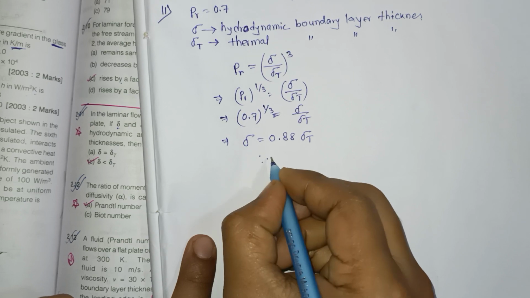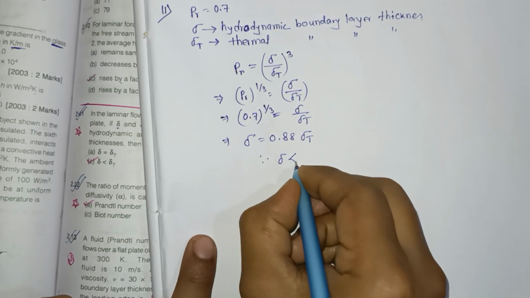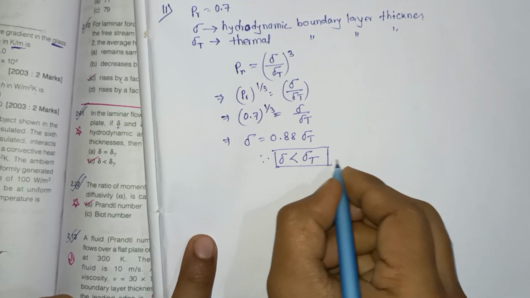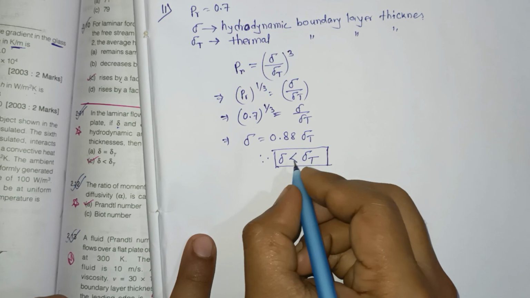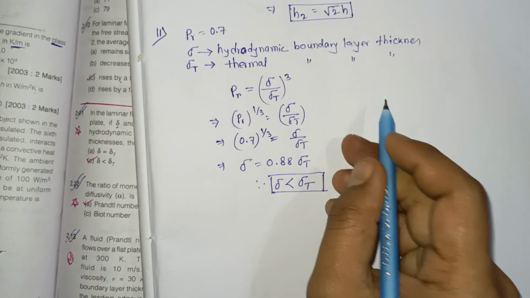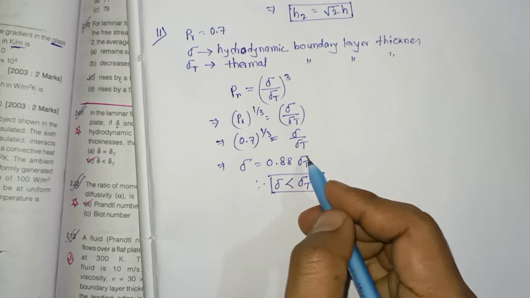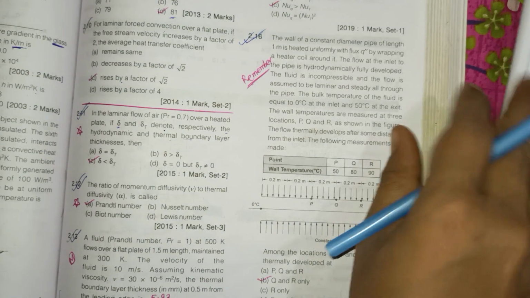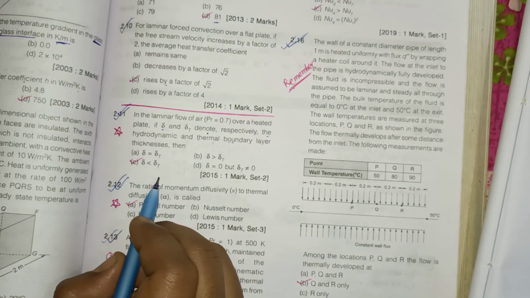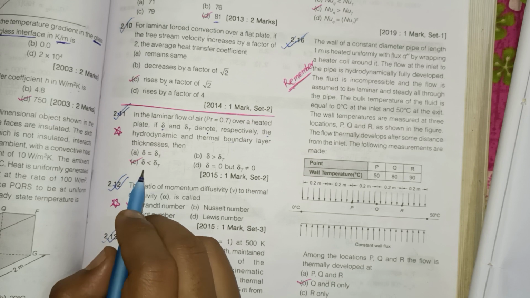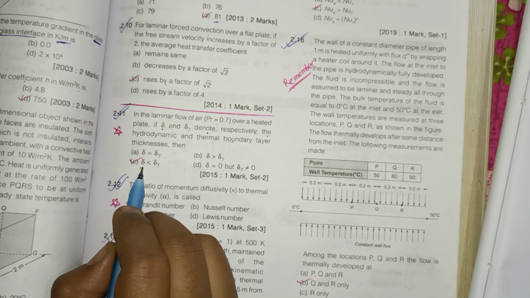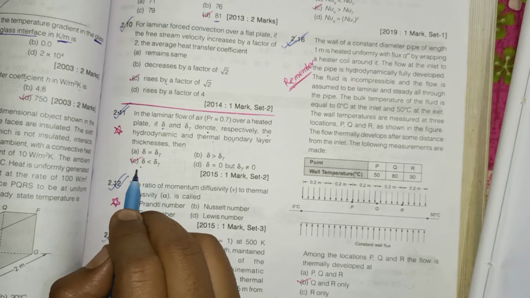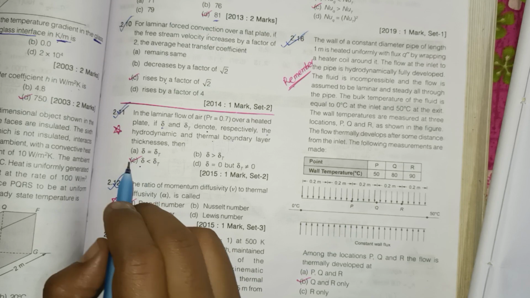That means delta is less than delta T. That means delta T is big as compared to delta. So thermal boundary layer thickness is greater than hydrodynamic boundary layer thickness. From here you can conclude that option C, delta less than delta T, is correct: thermal boundary layer thickness is greater than hydrodynamic boundary layer thickness. So option C is correct.